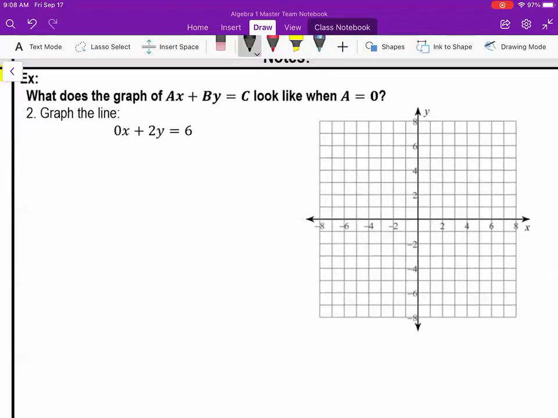All right. Well, what does the question say? It says, what does the graph of Ax + By = C look like when A equals 0? So basically the standard form. Well, let's check that out.